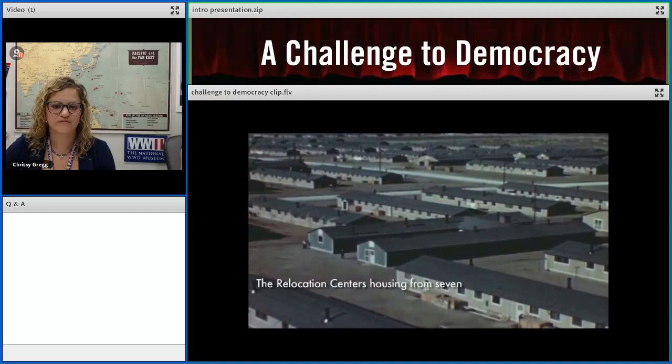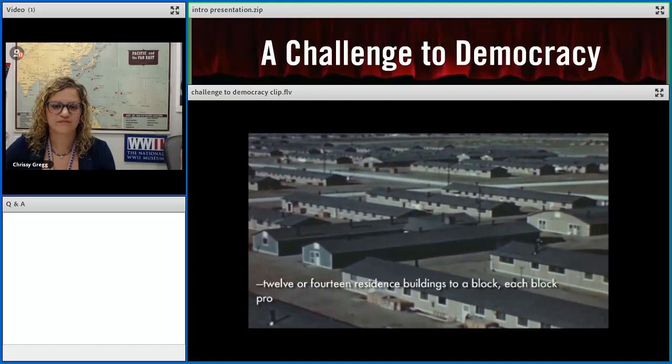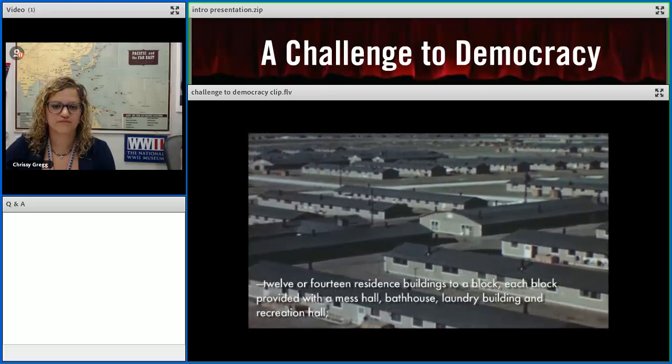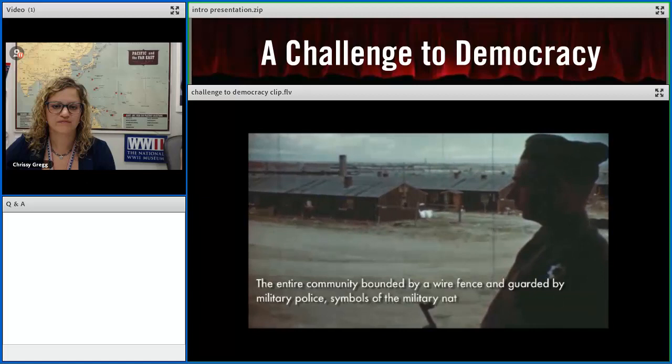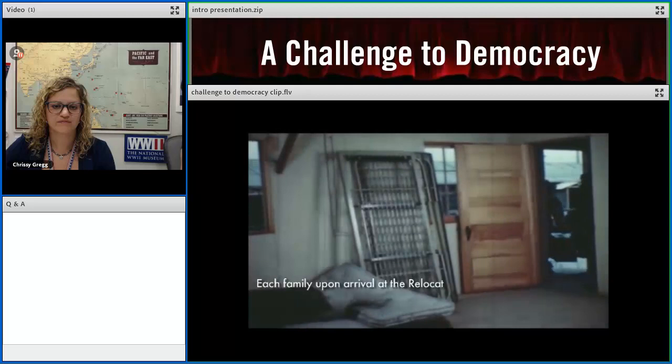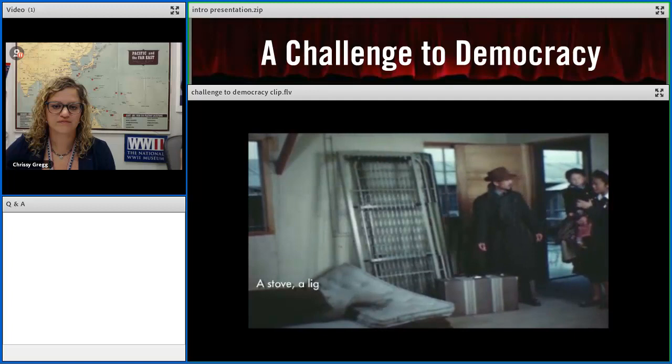Relocation center, housing from 7 to 18,000 people. Barrack-type buildings divided into segments. 12 or 14 residence buildings to a block. Each block provided with a mess hall, bathhouse, laundry building, and recreation hall. About 300 people to a block. The entire community bounded by a wire fence and guarded by military police, symbols of the military nature of the evacuation. Each family, upon arrival at a relocation center, was assigned to a single room compartment, about 20 by 25 feet. Barren, unattractive. A stove, a light bulb, cots, mattresses, and blankets.